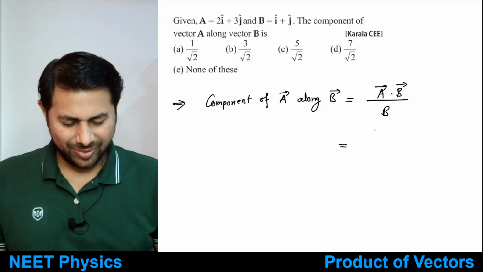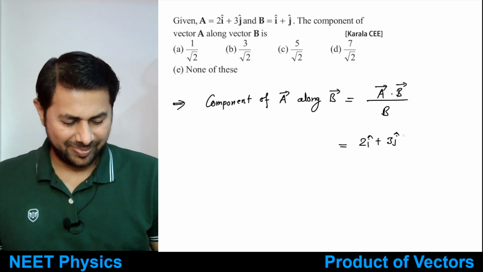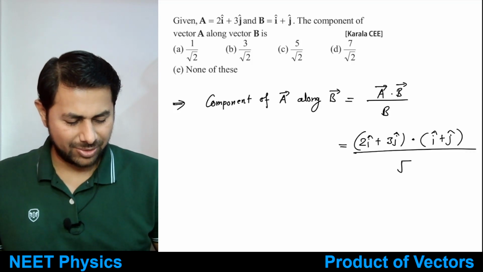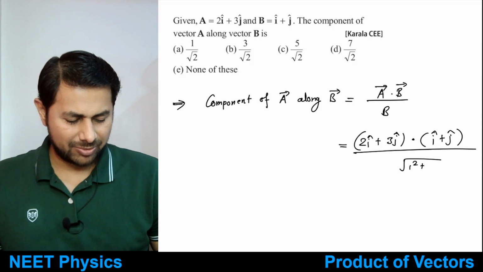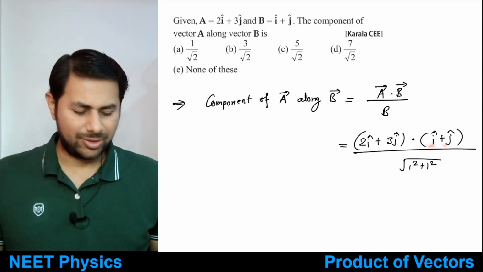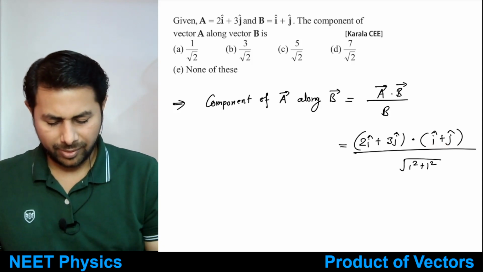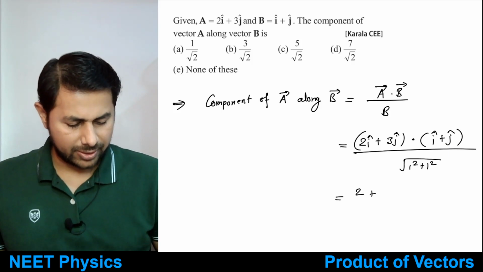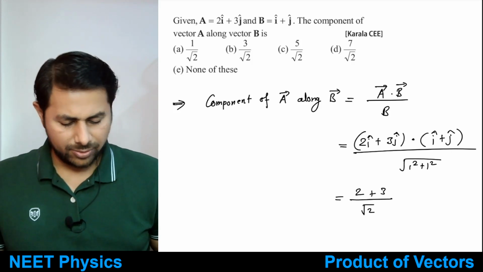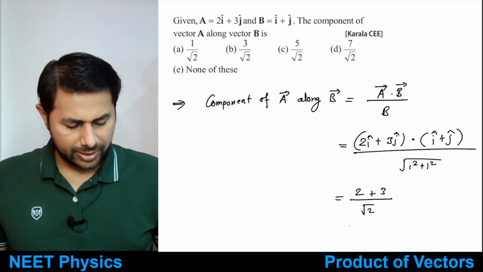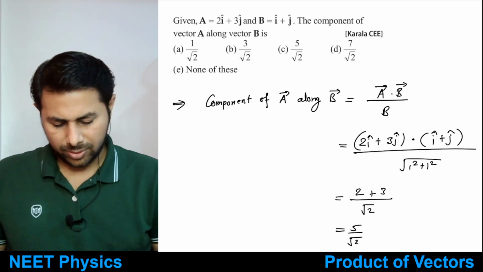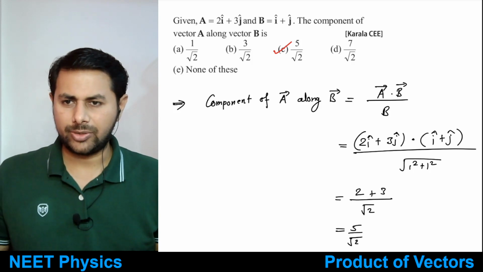Okay, so this is simple. 2i cap plus 3j cap dot i cap plus j cap, divided by the magnitude of b, that is square root of 1 square plus 1 square, right? Bx is 1, by is also 1, square root of bx square plus by square. So that is 2 times 1 is 2, plus 3 times 1 is 3, 2 plus 3 is 5, divided by root 2. So the component is 5 by root 2, that's the answer. So option C. Vishalini said option C.